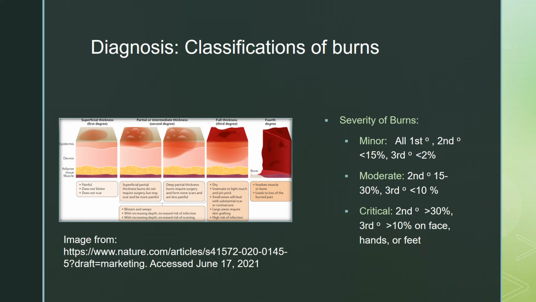Minor burns are classified as first-degree burns, second-degree burns less than 15% total body surface area, and third-degree burns less than 2% total body surface area. Moderate burns are second-degree burns covering 15 to 30% of TBSA, and third-degree burns covering less than 10%. Critical burns are second-degree burns over 30% and third-degree burns over 10%, including burns to the face, hands, or feet.